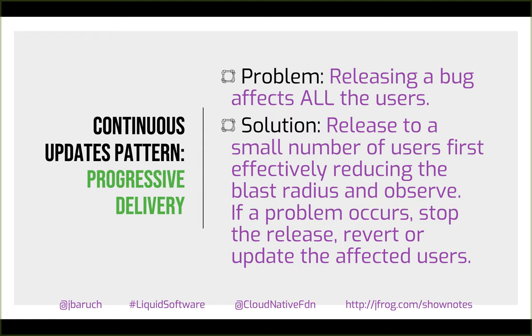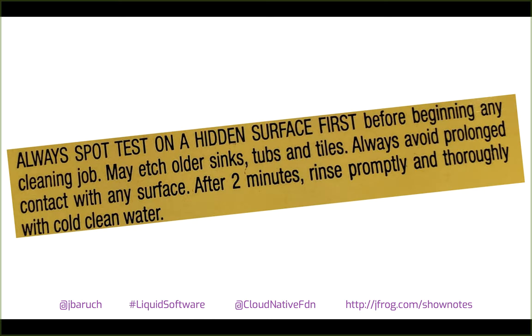And the most interesting part of it is that progressive delivery is something that the majority of us probably learned when we were like 8 years old, when our parents taught us how to do laundry. Because every detergent has this warning: always spot test on a hidden surface first. And this is progressive delivery. You try somewhere to minimize the blast, to minimize the damage, and then you observe and check if it works or not. And if it doesn't work, you don't do it, or you revert it, or you do something else.